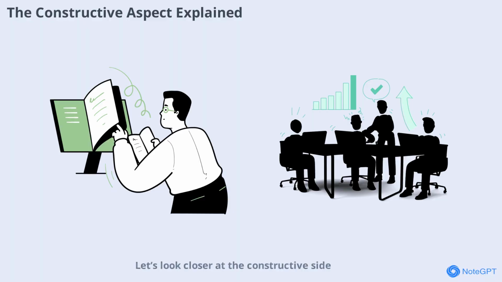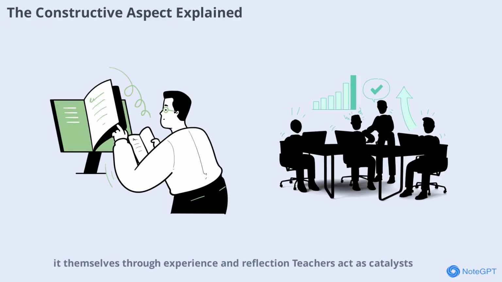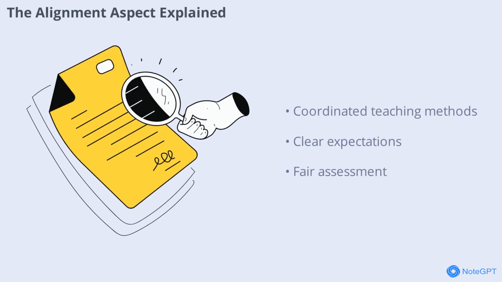Let's look closer at the constructive side. According to constructivist learning theory, students don't just absorb knowledge, they build it themselves through experience and reflection. Teachers act as catalysts, sparking curiosity and guiding students toward deeper understanding. What matters most is what the student does, not just what the teacher presents. This means that effective learning happens when students are actively involved, experimenting, discussing, and applying new ideas rather than passively listening.